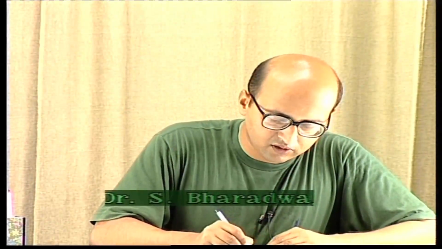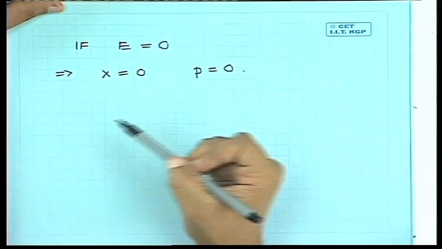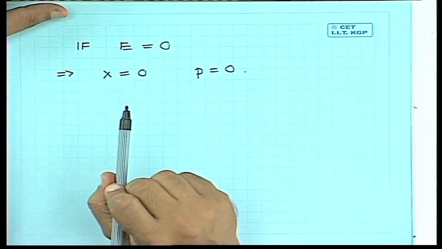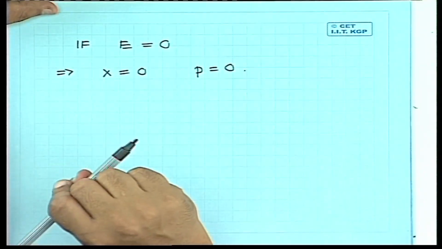Why is it so? If there was a state with energy equal to 0, this would imply both x equal to 0 and p equal to 0, because the energy is p squared by 2m plus half omega squared m x squared. So if the energy were 0, both x and p would be 0. Then I would know with absolute precision the values of x and p.